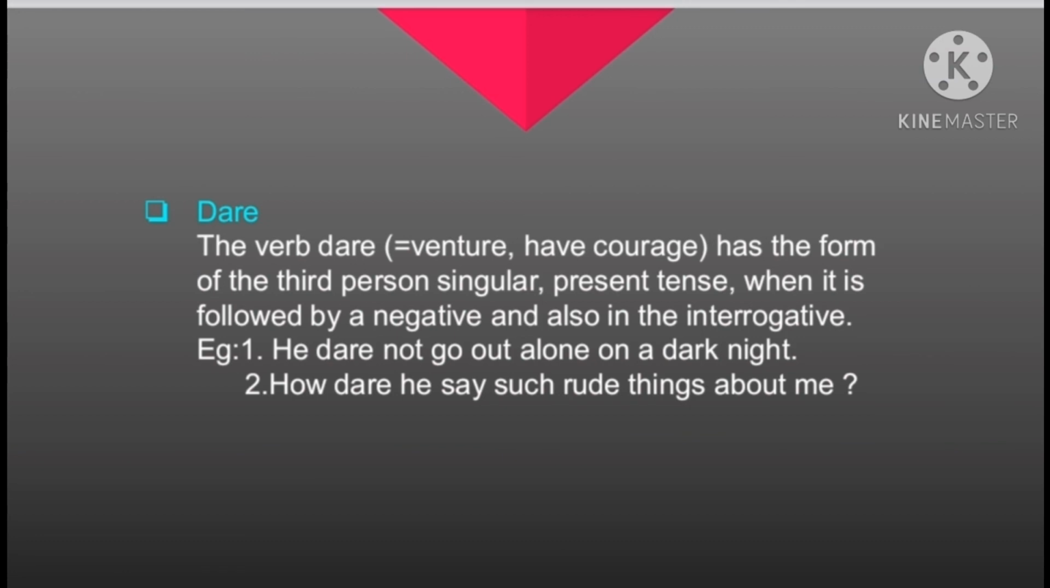The modal auxiliary verb dare, which means venture or have courage, has the form of the third person singular present tense when it is followed by a negative and also used in the interrogative form. Example, he dare not go out alone on a dark night. Look into the second example. How dare he say such rude things about me?